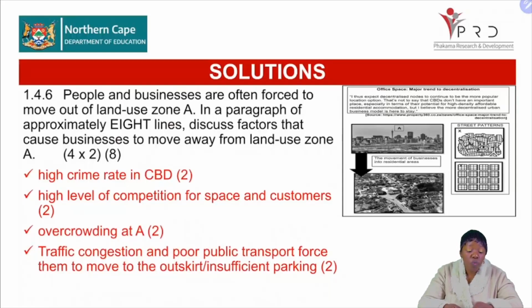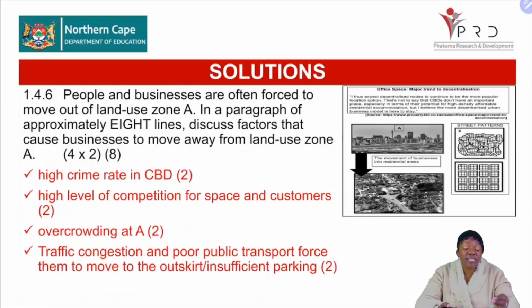Then number two, we're looking at the high levels of competition. We said there is a variety of businesses or stores in that CBD, so therefore the competition will be high. And also, we're looking at the overcrowding. That overcrowding also leads to traffic. Remember also, people will not be keen on going into that area as they know they're going to be stuck in traffic. So overcrowding is also one of the things that makes businesses move away.